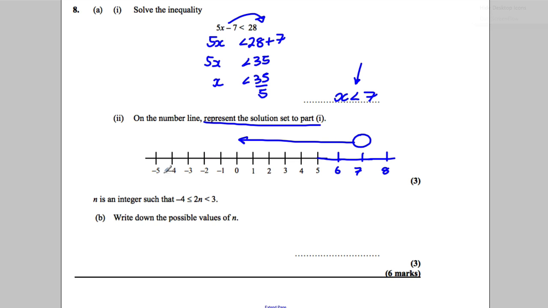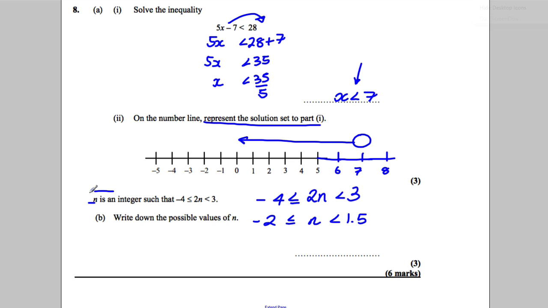Okay, something maybe we haven't talked about before. N is an integer such that -4 is less than or equal to 2n is less than 3. Write the possible values of n. Well, because we have 2n, we can half everything to make it nice and easy. So divide everything by 2.